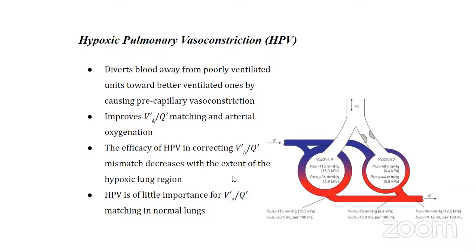Sir, Suresh, if the extent of the hypoxic lung region is extensive, the efficacy of HPV in correcting VQ mismatch, or the efficacy of HPV in improving arterial oxygenation, is limited. Like anesthesia. Whenever anesthesia is given to the patient, HPV goes away, no? Anesthesia, it is not documented, sir. If the patient is on inhaled vasodilators, then the effect of HPV is abolished.